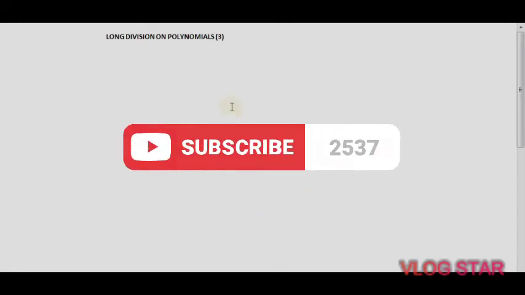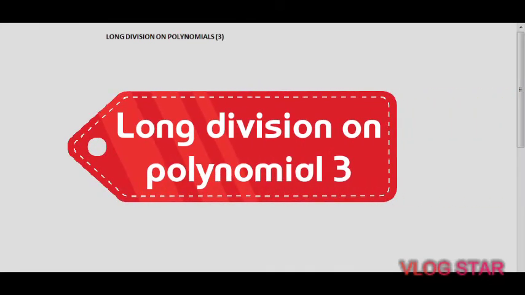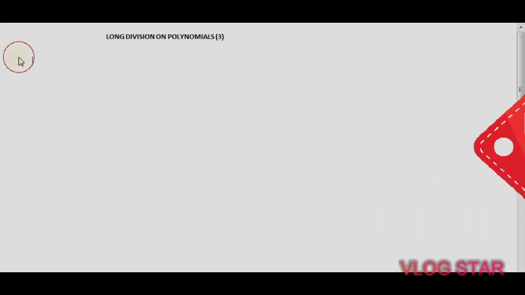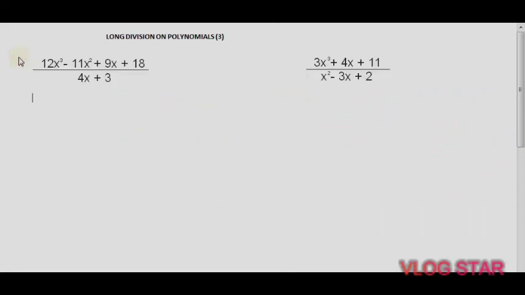Today, like in a previous video, we deal with long division of polynomials. So today we'll be considering long division of polynomial 3, and we're going to be solving these examples on the board here. Now, the first example we have here is 12x cubed minus 11x squared plus this.